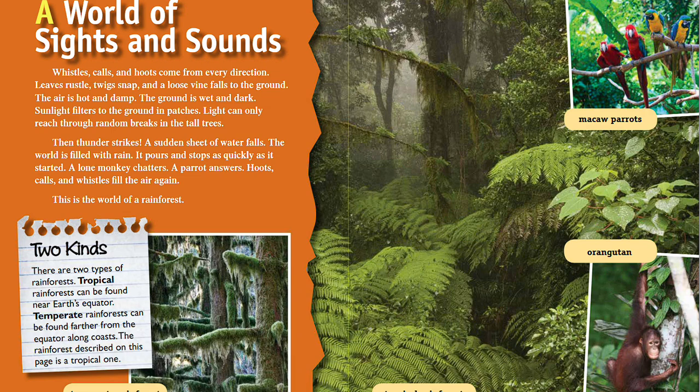A world of sights and sounds. Whistles, calls, and hoots come from every direction. Leaves rustle, twigs snap, and a loose vine falls to the ground. The air is hot and damp. The ground is wet and dark. Sunlight filters to the ground in patches. Light can only reach through random breaks in the tall trees.